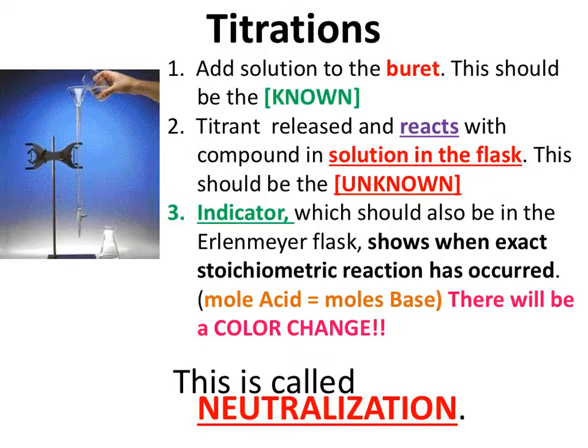So from here, titrations. Added solution to the burette. This should be the known. And again, out here, do y'all have this? This is the titrant. The titrant released and reacts with the solution in the flask. This is your unknown. Do you have to have a base in the burette? No, it can be an acid. You may not know the base. You can do them vice versa. The indicator, which should also be in the Erlenmeyer flask, shows when the exact stoichiometric reaction has occurred.